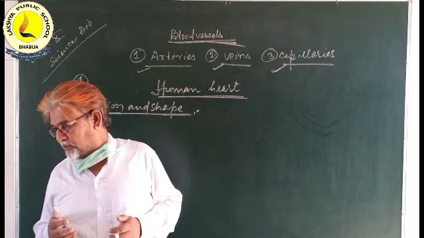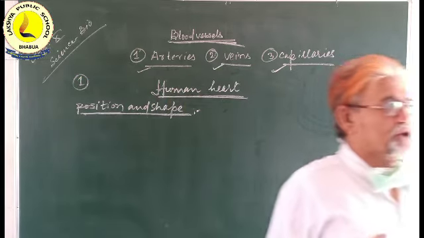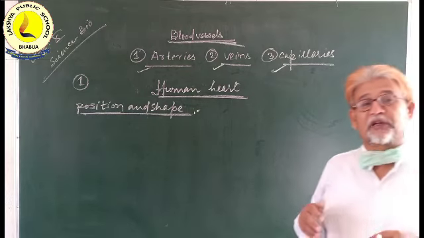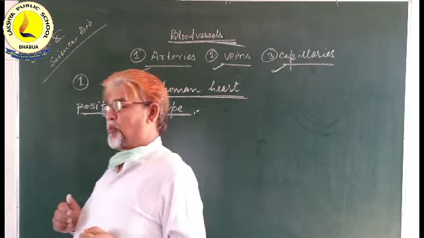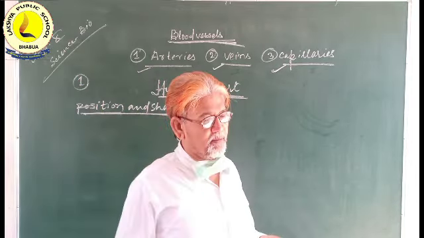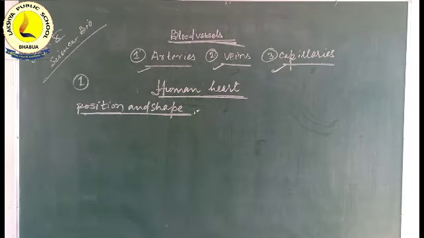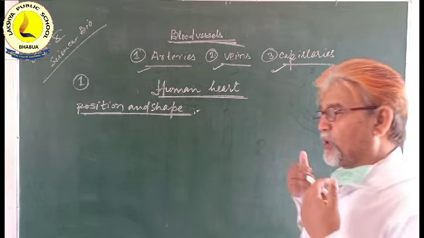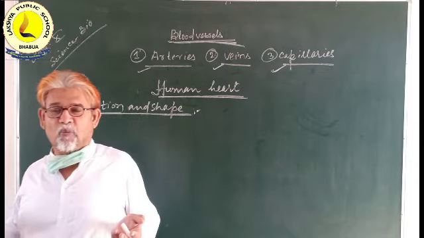It is made up of a special type of tissue. This tissue is a special type of muscle, said to be the cardiac muscle. It is partly striated muscle and partly unstriated muscle. Therefore, it can beat from before birth till death without any fatigue.